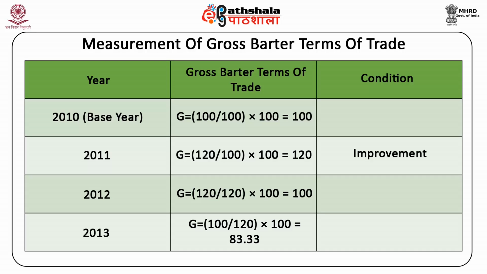In 2012, as compared with the base year 2010, there has been no change in gross barter terms because both the import and export quantity index numbers have gone up from 100 to 120 between these periods. In brief, an increase in the import quantity index tends to improve gross barter terms, while an increase in the export quantity index would tend to worsen the gross barter terms of trade.